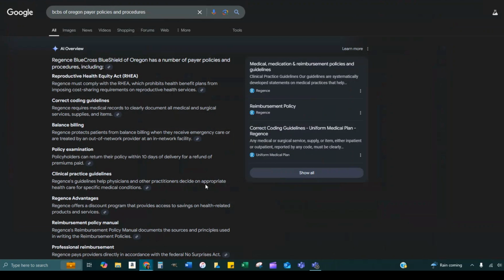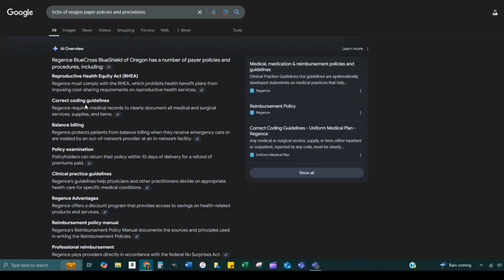of Oregon. As you can see, I am on that trusty little Google here, and I just went up to the search bar and I typed in BCBS for Blue Cross Blue Shield of Oregon, because every Blue Cross Blue Shield has a different jurisdiction by state. Payer policies and procedures. And I hit enter and you can see Google's AI came up first and it's telling you basically what the payer policies and procedures are for.